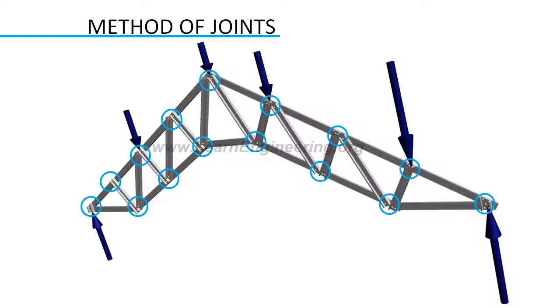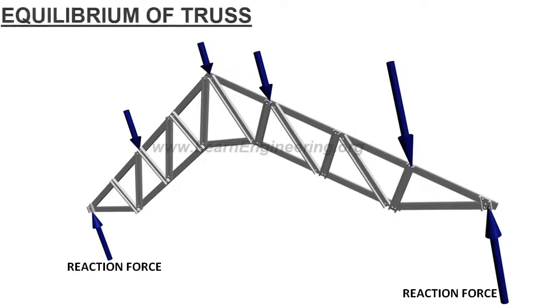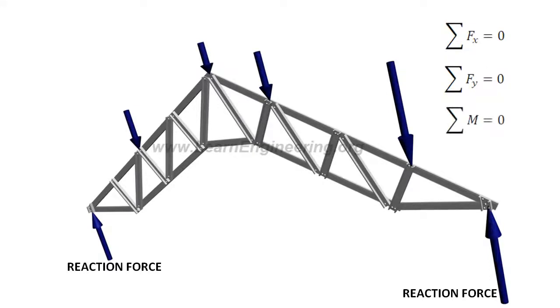First step, determination of reaction forces. For this purpose, we can use the three equilibrium equations of the truss. That is, sum of horizontal forces is 0, sum of vertical forces is 0, and moment acting at any point in the truss is 0. After determining the reaction forces, the next step is to apply the concept of equilibrium of joints.